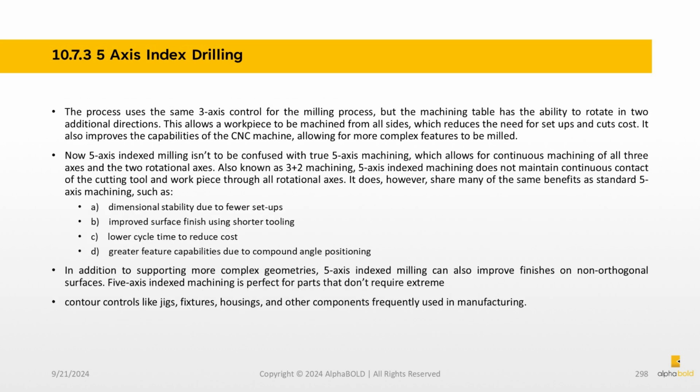5-axis index drilling process uses the same 3-axis control for the milling process, but the machining table has the ability to rotate in 2 additional directions. This allows a workpiece to be machined from all sides, which reduces the need for setups and cuts cost. It also improves the capabilities of the CNC machine, allowing for more complex features to be milled.